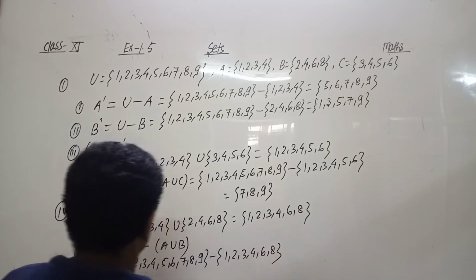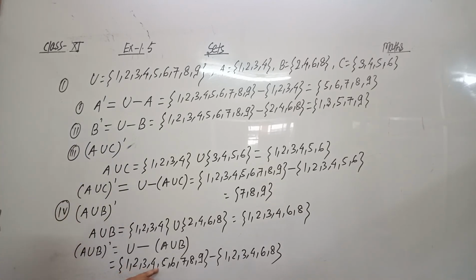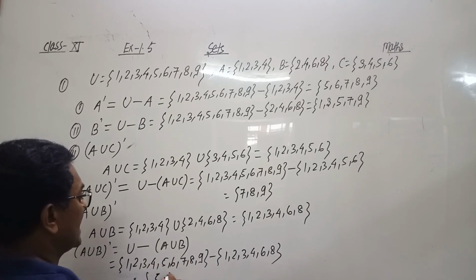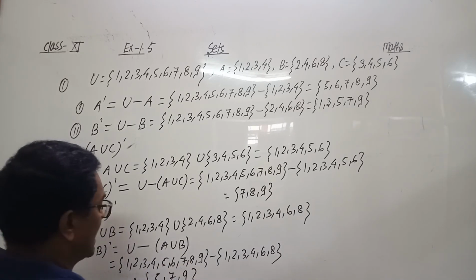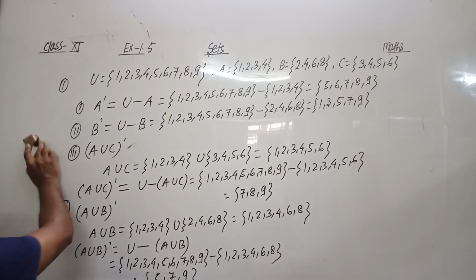So the result we get: 1, 2, 3, 4 is available. 6 and 8 is also available. So 5, 7, 9 is the answer. Then we have to find the complement of A dash.